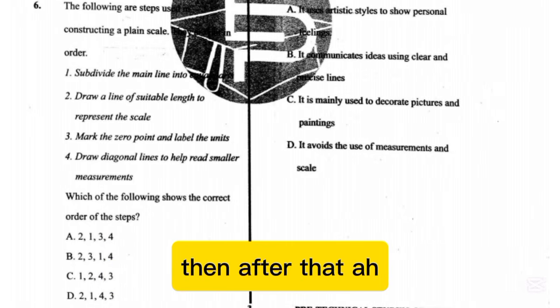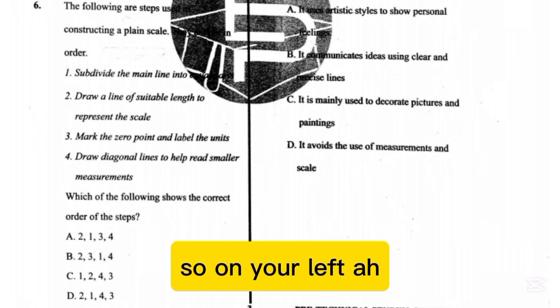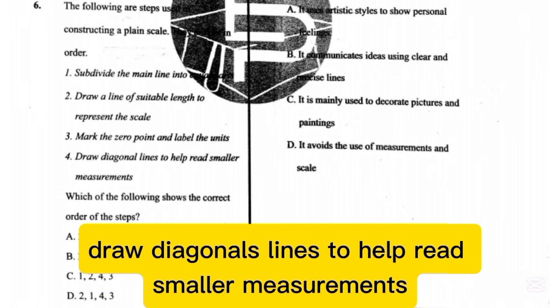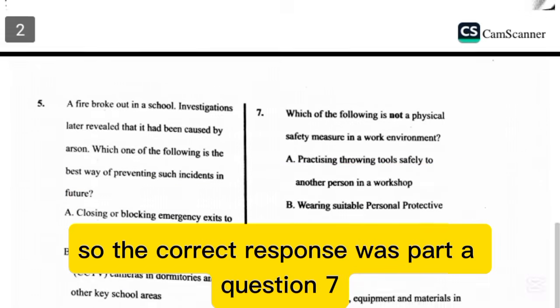Then after that, you mark the 0 point and label the units. So on your left, you mark the 0 point. Then after that, draw diagonal lines to help read smaller measurements. So the correct response was part A. Question 7.